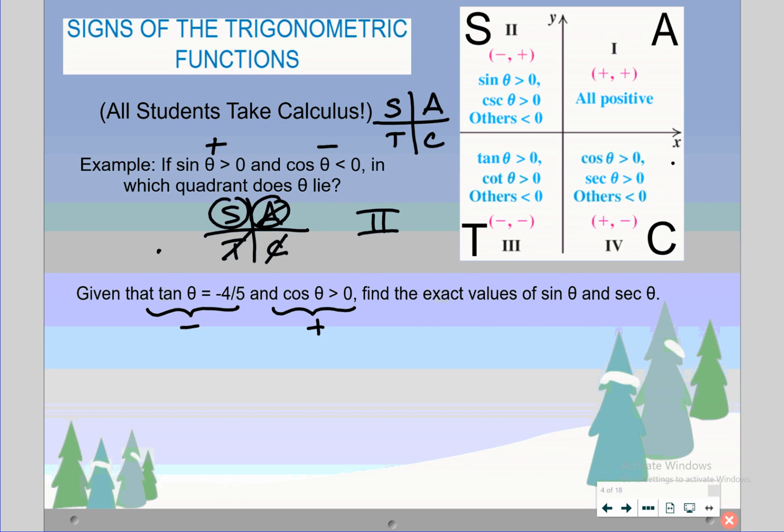All right, so we've got to figure out of those 4 quadrants, where is tangent negative, but cosine is positive? In quadrant 4, good. Okay, because we know cosine is positive in either 1 or 4, but something's negative, so it can't be in quadrant 1. So how does that help me?